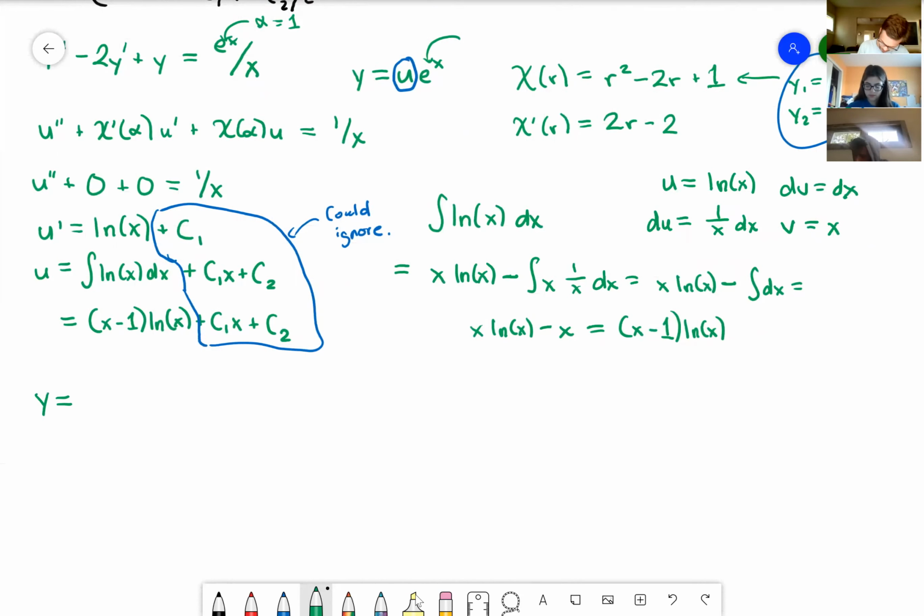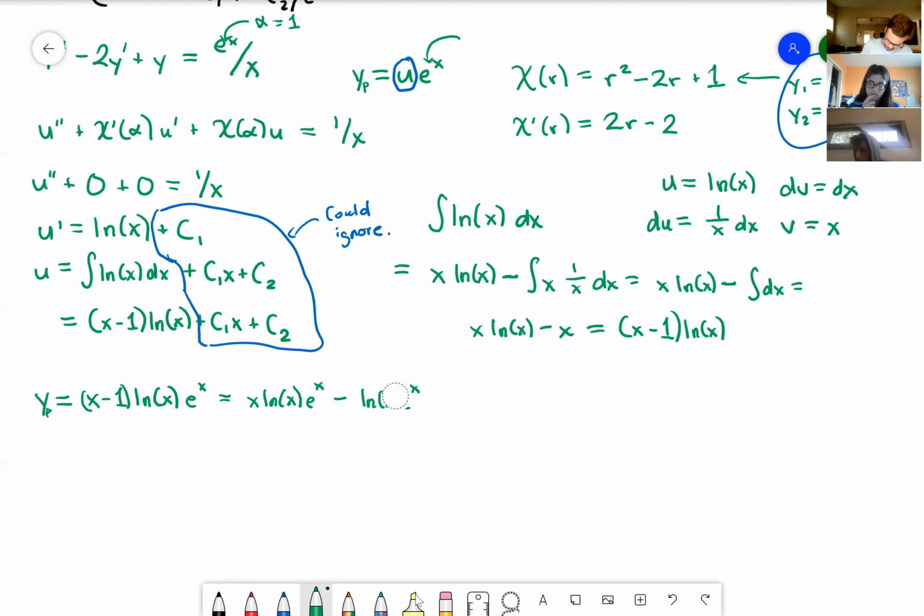So y is going to be equal to, let me go back and write this as particular solution. So this is going to be x minus 1 times natural log of x times e to the x, which gives us x natural log of x e to the x minus natural log of x dx. Did I make a mistake somewhere?